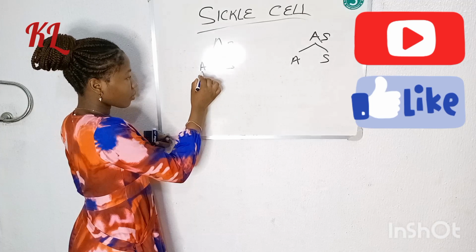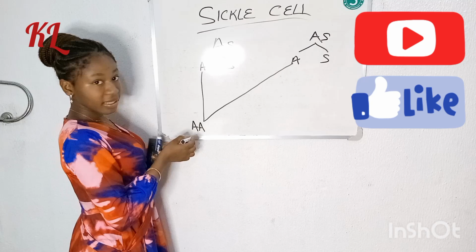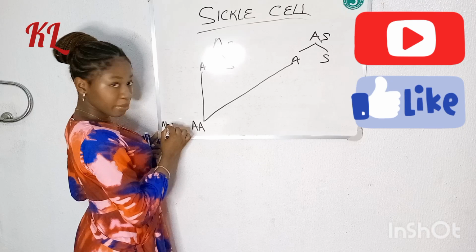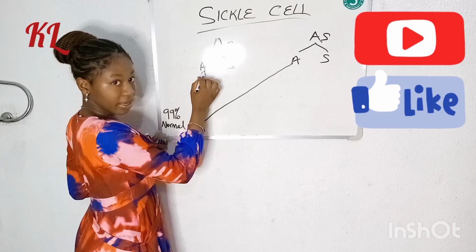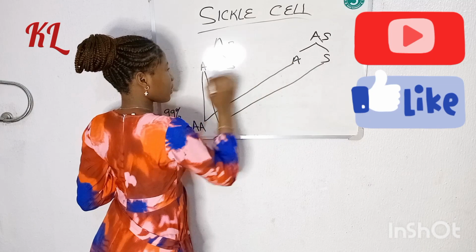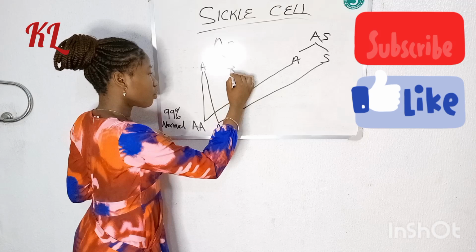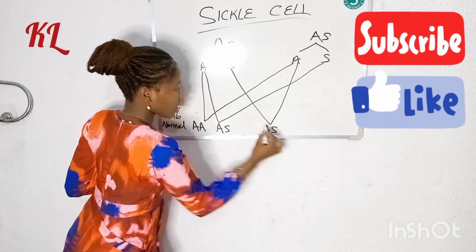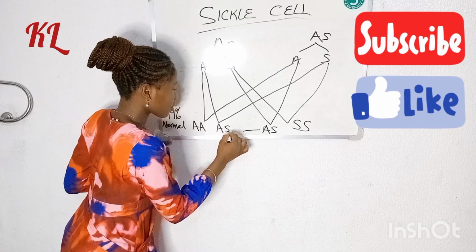Now A will go to A. That's AA. AA means normal. Now the same A will go to S. That's AS. AS is healthy carrier. Now S moves to A, and you get AS, healthy carrier. Next one, we move to S, SS. That's sickle. Both are healthy carriers, yet we get our sickle.